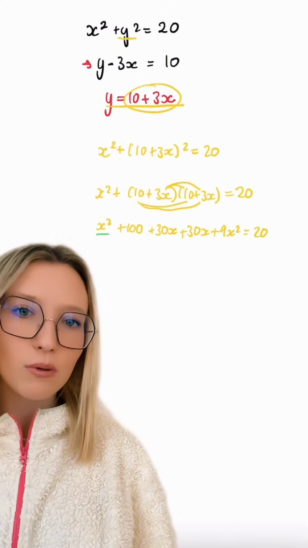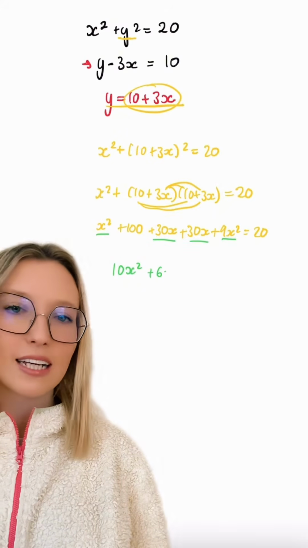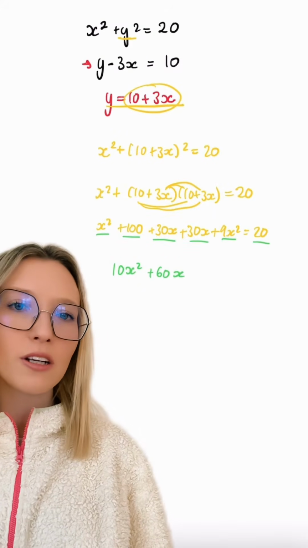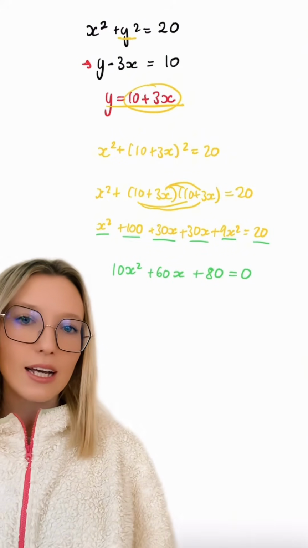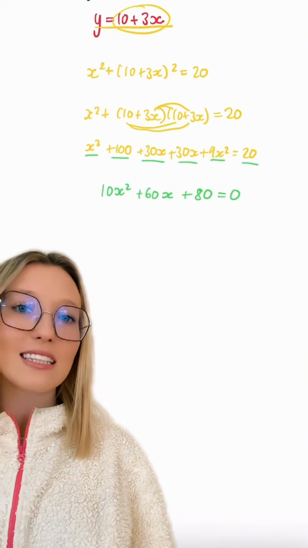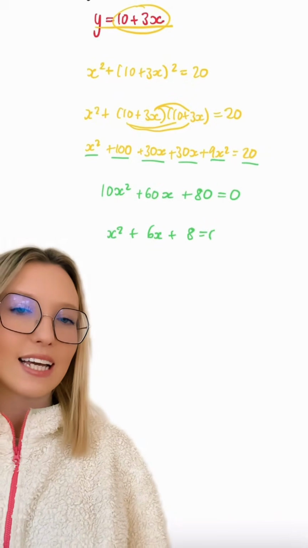To simplify now, we've got x squared add 9x squared, which is 10x squared, 30x add 30x, which is 60x, and then we've got 100 minus the 20 on the other side gives us 80 equaling 0. Now, to solve this, we want to factorise, but let's start by dividing everything by 10 to get x squared add 6x add 8 equals 0.